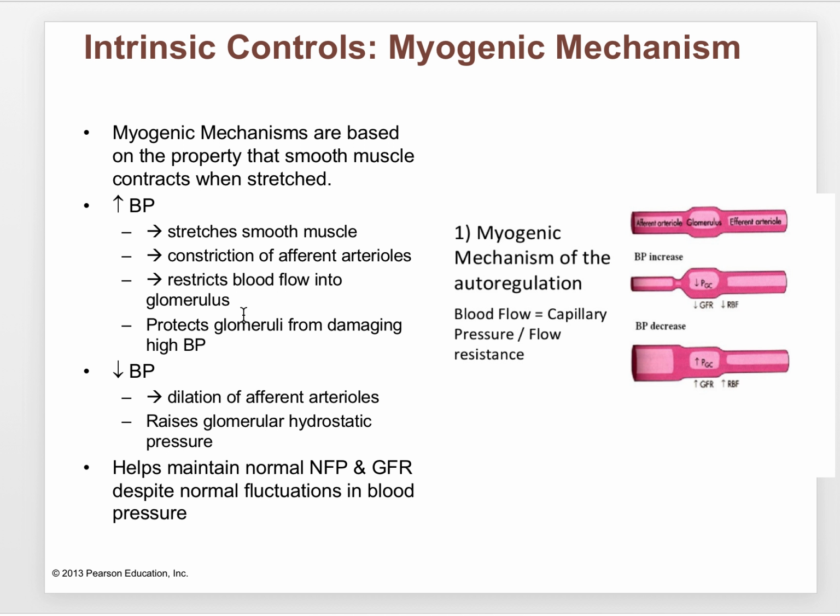So the increased blood pressure stretches the smooth muscle of the constrictors. That causes the arterioles to constrict and get smaller, which reduces the blood flow through the glomerulus. Same thing happens on the opposite end. When blood pressure is decreased, it's going to result in dilation of the afferent arterioles, which raises the glomerular hydrostatic pressure. These mechanisms help maintain normal net filtration pressure and glomerular filtration rate despite normal fluctuation of blood pressure. So the blood pressure can go from 80 to 180 millimeters of mercury, yet the kidneys maintain a fairly normal, stable glomerular filtration rate.